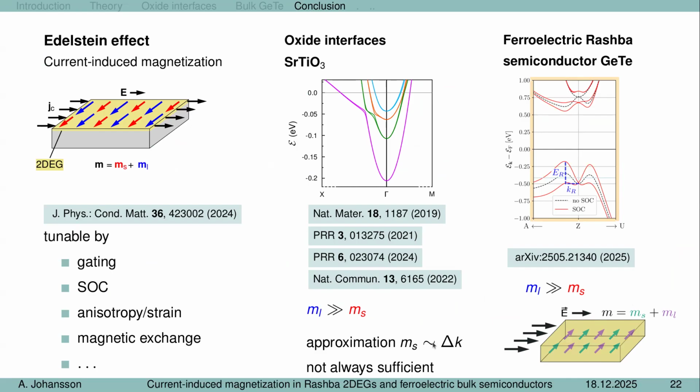It's more complicated. And then I also introduced bulk Rashba semiconductors, which can also have large Edelstein contributions. And again, the orbital contribution is much larger than the spin contribution.